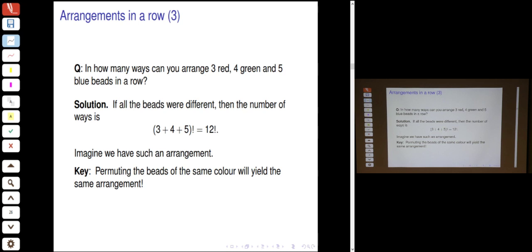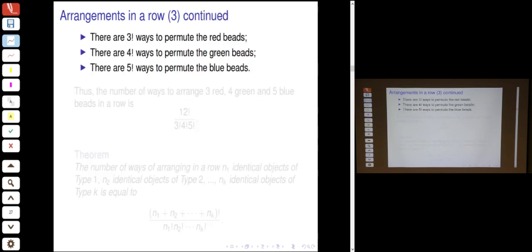So you see the observation is that permutation of the beads of the same color will yield the same arrangement. In other words, we overcount 6 times for red because the 3 red beads, we imagine they are different, but they are the same. How many different ways of arranging the 3 red? There are 6 ways. So we overcount 6 times, so we just divide.